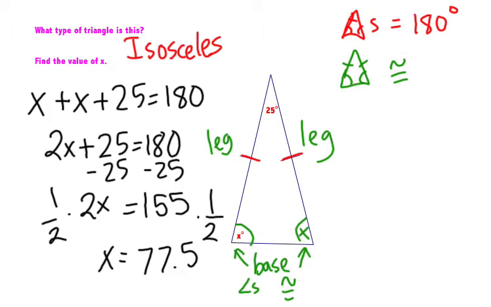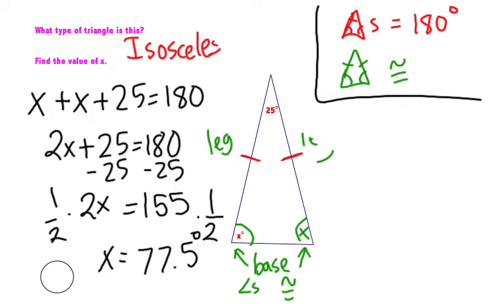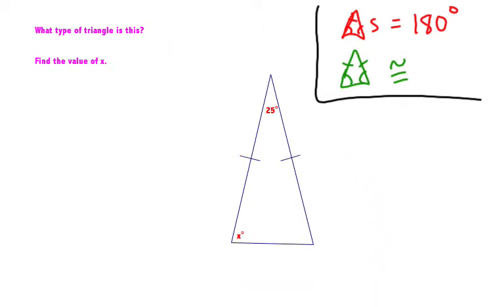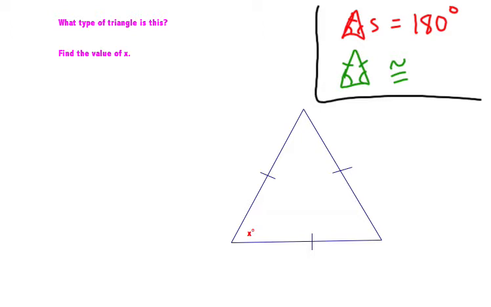And I get 77.5 degrees. So each of those angles there has to be 77.5 degrees. All right, so we have our two little triangle rules so far. See if we add to these. Triangles, angles add up to 180, and then isosceles triangles, angles are congruent. All right, here's our last one.